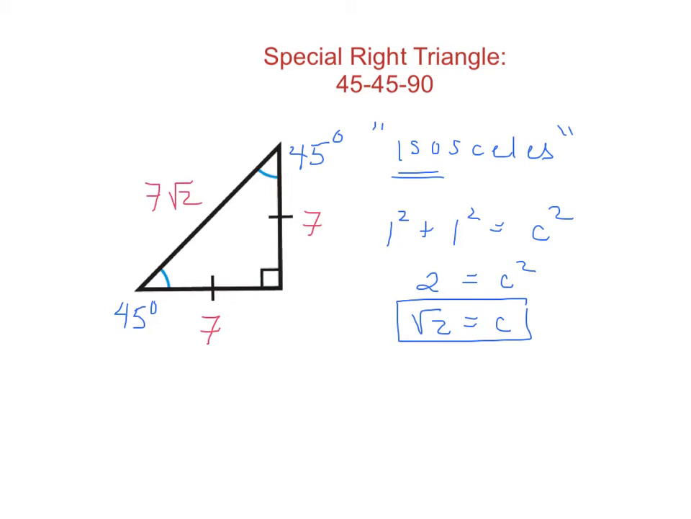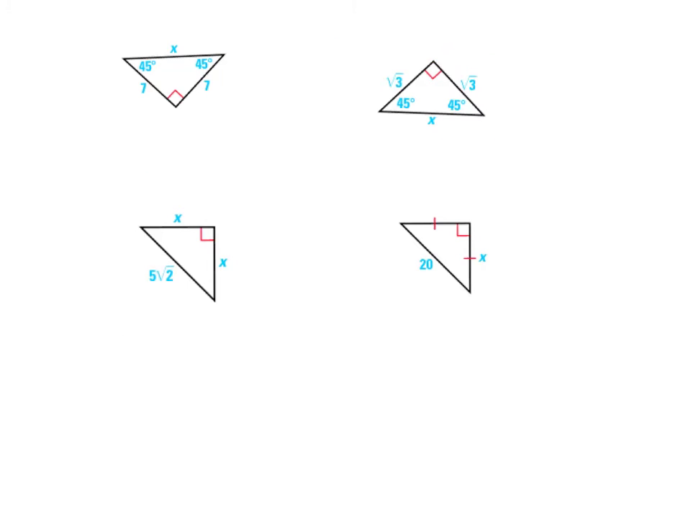Alright, let's take a look at a few examples. In this first example, each leg is 7, so therefore the hypotenuse will be 7 times the square root of 2. In this next example, each of the legs is the square root of 3, so to get the hypotenuse we'll just multiply by the square root of 2 and get the square root of 6.